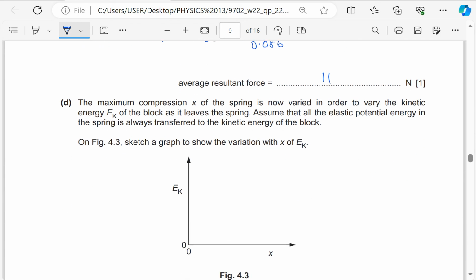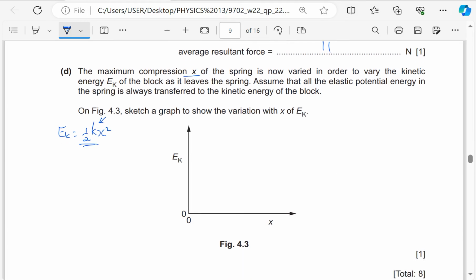The maximum compression x of the spring is now varied in order to vary the kinetic energy, Ek. Remember, all the elastic potential energy is becoming the kinetic energy, which means the kinetic energy is going to be equal to a half k x squared. People will see this and wonder why I'm using this equation. They say the elastic potential energy, whose formula is this one here, becomes the kinetic energy. Okay, so assume that all the elastic potential energy in the spring is always transferred to the kinetic energy of the block.